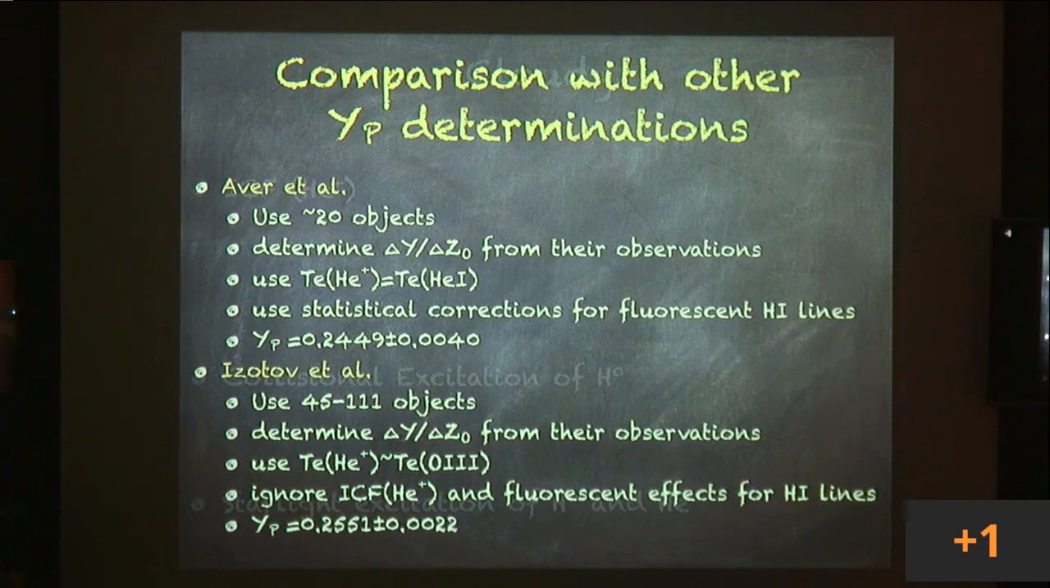Aver uses statistical corrections for fluorescent hydrogen lines. Izotov ignores the fluorescent effects of hydrogen lines. It's very small. The final result of Aver is very close to ours: 2449. Ours was 2446. But the error bar is larger, plus or minus 40. While Izotov has a very different determination, 2551 plus or minus 22. That's about 4 sigma away from what we're determining.